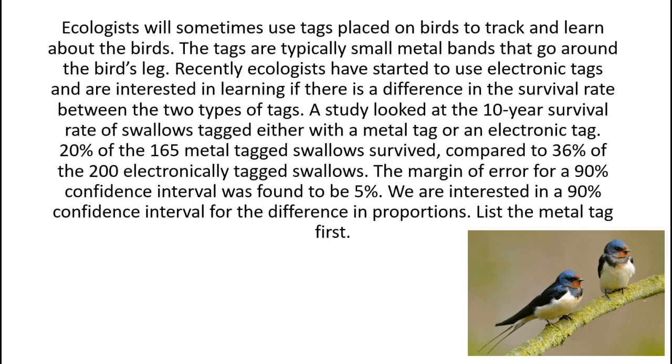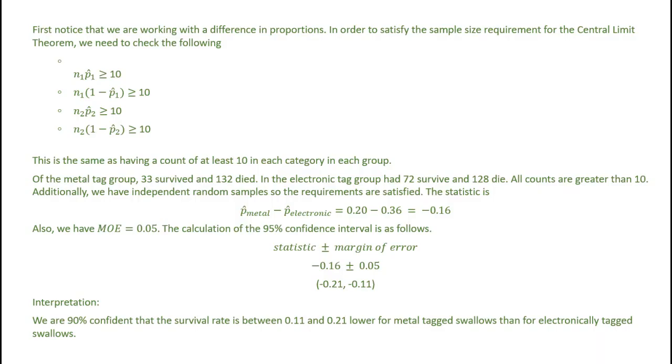The margin of error for a 90% confidence interval was found to be 5%. We are interested in a 90% confidence interval for the difference in proportions. We will list the metal tag first and assume we have independent random samples. Looking at the fully worked solution for this problem, we first notice that we are working with different proportions. In order to satisfy the sample size requirement for the central limit theorem, we would need to check the following.